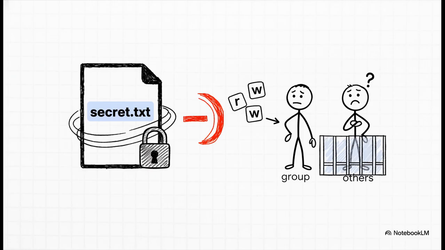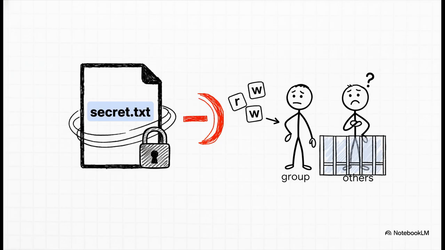Now, what if you want to go the other way? What if you want to make a file more private? Well, that's where the minus sign comes in. It takes away permissions. So in this command, go-rw means for the group, and for others, I want you to take away the read and write permissions. And just like that, the file is now only readable and writable by you, the owner.